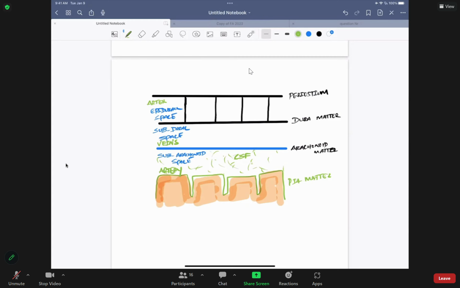So epidural space has meningeal artery. Subdural space has veins. The good thing about veins, there is no specific name. We just call bridging veins. And then subarachnoid space is full of CSF, and you have a cerebral artery that's floating. Okay, that's your circle of Willis.